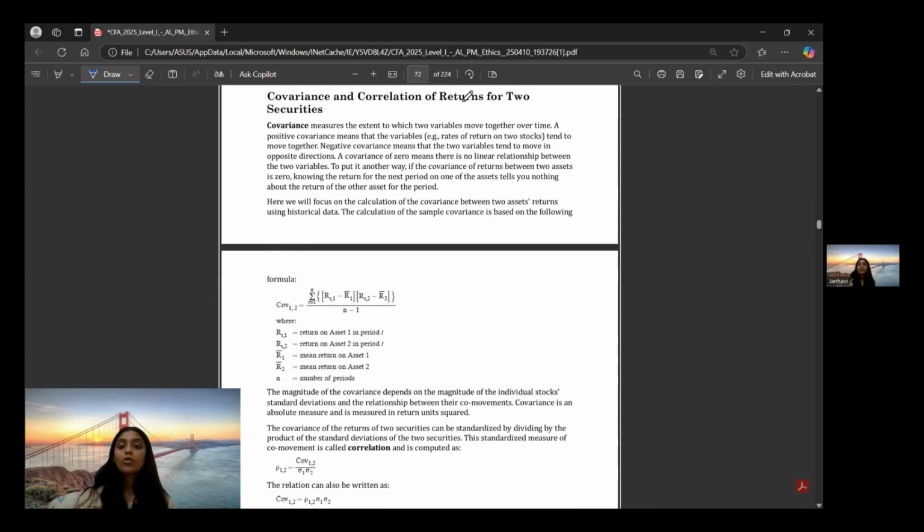Next is covariance and correlation of returns from two securities. I told you guys that we'll be learning about covariance and correlation of returns. Now, I want you guys to pause the video again, read this part of covariance, this entire part, and I'll explain it to you once you have read it. So, covariance measures the extent to which two variables move together over time. A positive covariance means that the variables tend to move together. Negative covariance means that two variables tend to move in opposite direction.